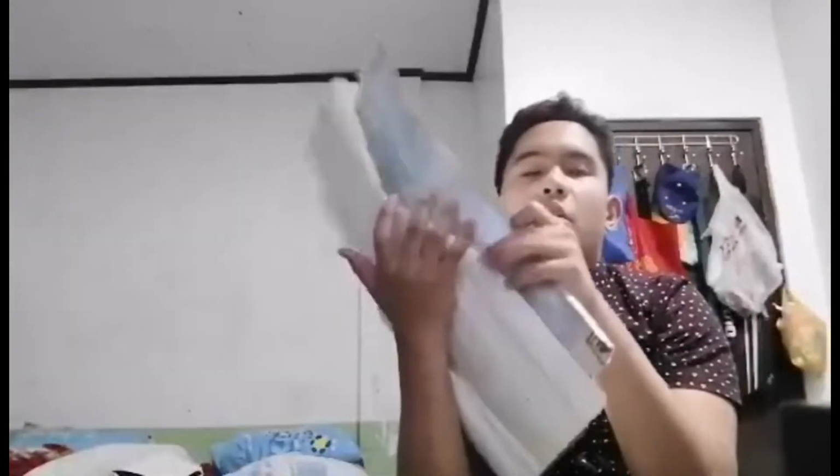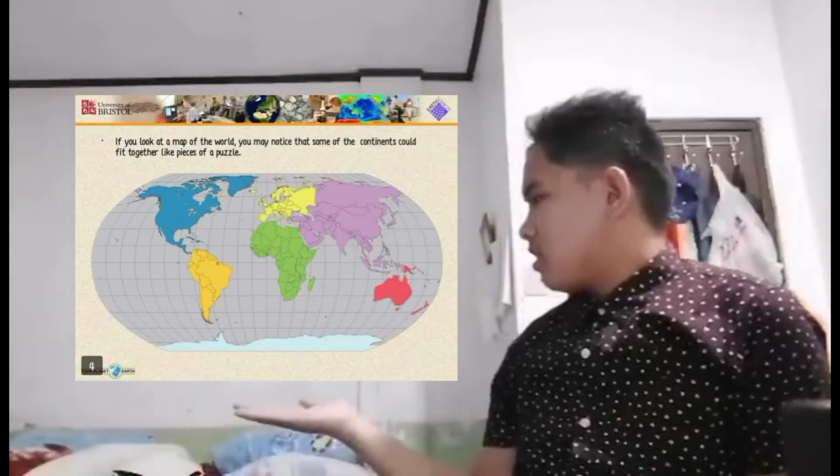If you look at the map of the world, you may notice that some continents could fit together like pieces of a puzzle. Here it is. It really does look like pieces of a puzzle. Here's another picture.